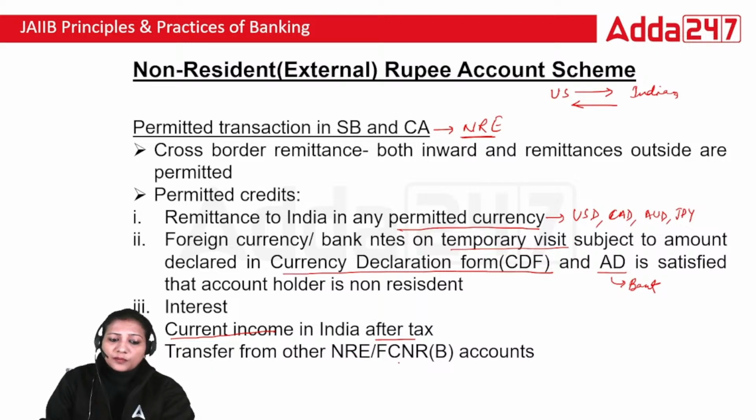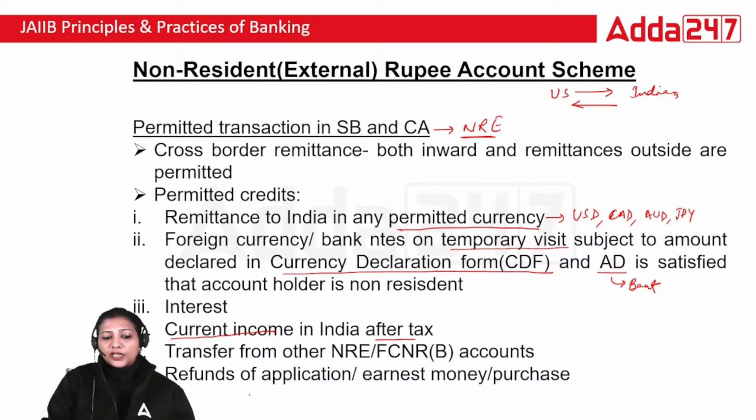Transfer from other NRE, FCNRB accounts are allowed. Refund of application earnest money for purchase. So what kind of refunds are allowed? Suppose somebody has applied for DDA flats. DDA flats are Delhi Development Authority flats.